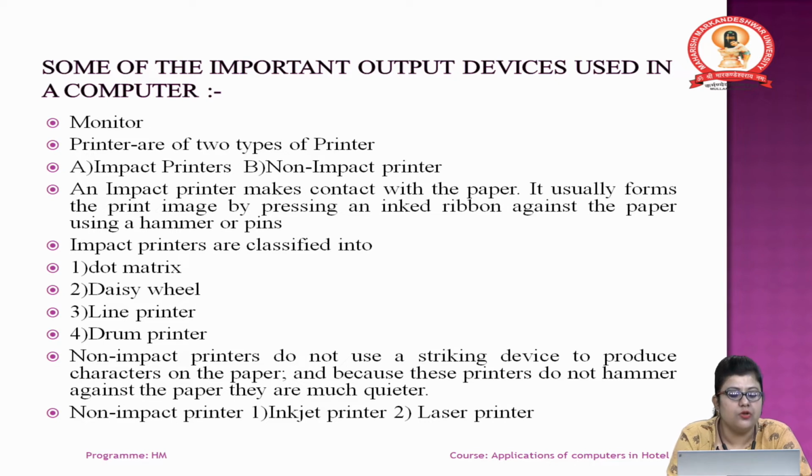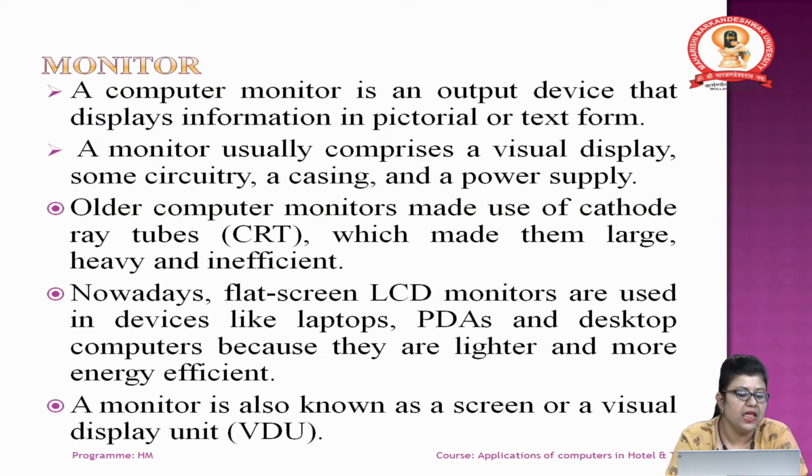When talking about non-impact printers, what do they use? They do not use a striking device. Non-impact means they are not using any kind of striking devices to produce characters on the paper. But in impact printers, what is there? They are using a striking device so that an image is impacted on the paper and your characters are produced. If we talk about examples of non-impact printers, there are inkjet printers and laser printers. Coming to another topic, that is monitors.